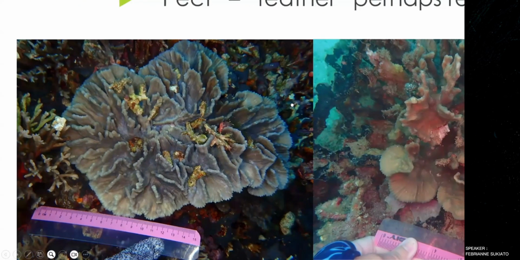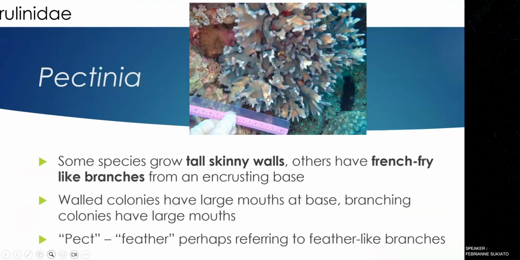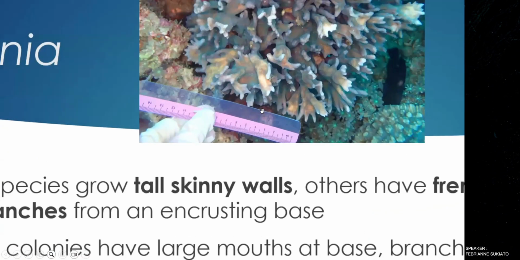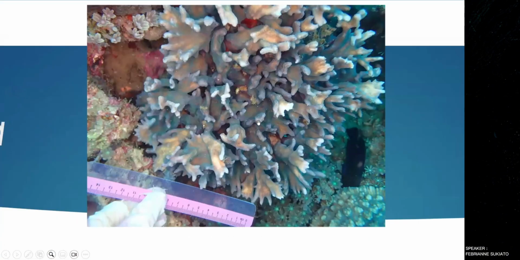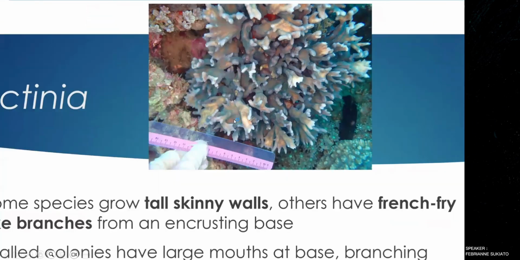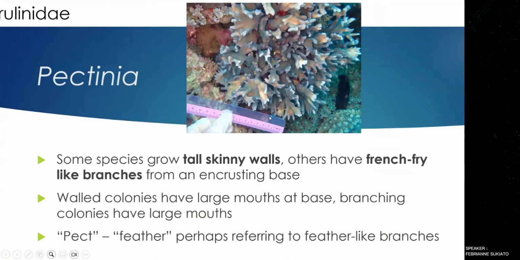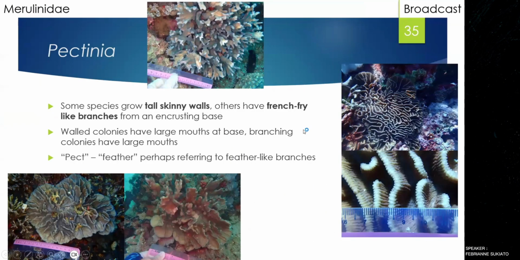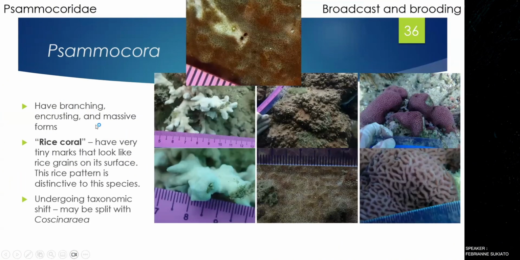Sometimes some species form what my previous dive instructor Nick calls French fry shapes, because I guess he was hungry. But generally you can see that these have a thin layer of flesh and are quite fragile as well. So if you start to see these really deep valleys, then you would consider this Pectinia.